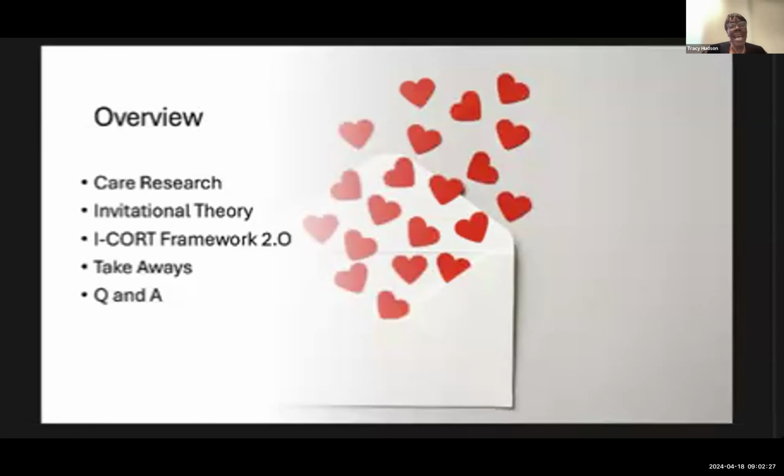I'm going to give you a tad bit of an overview on what I consider to be the research on care or care research. And then I'm going to go into my theory of practice. It's called Invitational Theory. And then I'm going to give you a framework that I use to create a culture of care for all called the I-CORT Framework 2.0. Then we'll have some takeaways. And of course, if there are any questions, comments, and/or concerns, we can have a brief conversation afterwards.